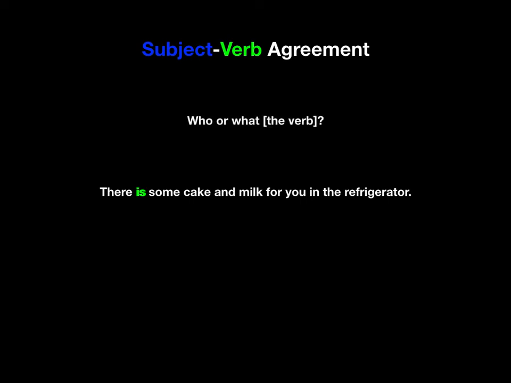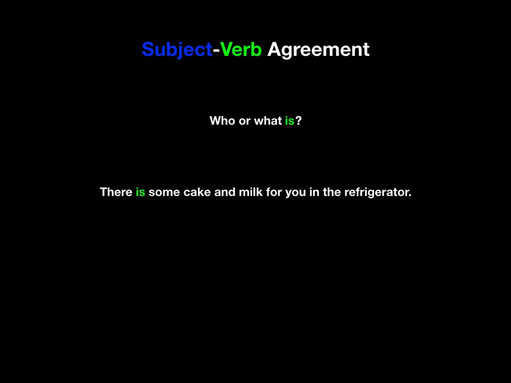Let's examine another sentence. There is some cake and milk for you in the refrigerator. First, let's identify our verb. The verb of this sentence is. Now, let's identify our subject. So who or what the verb? Who or what is? Now, this question is rather vague. However, if we remember the precepts we have gone over so far, we are able to identify which nouns are actually potential subjects within the sentence.